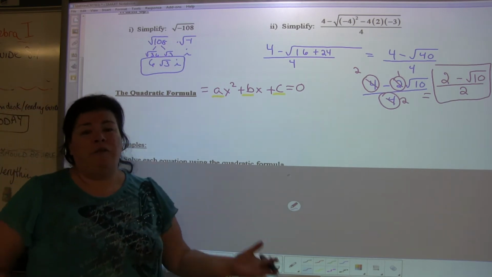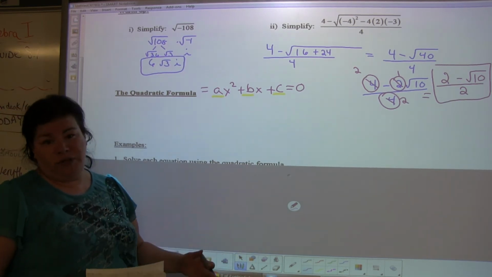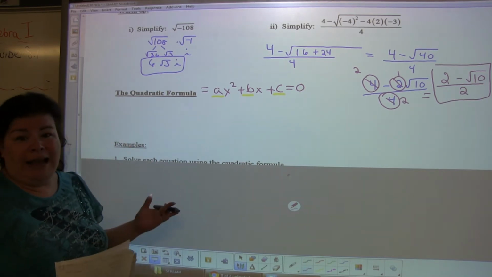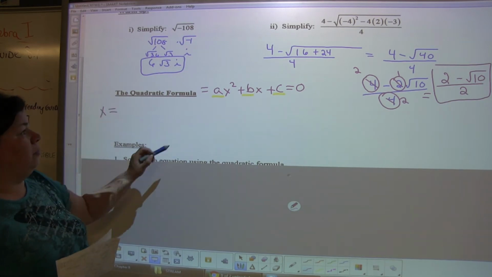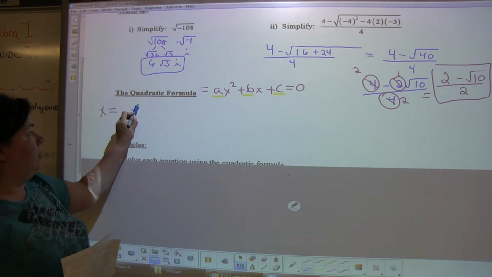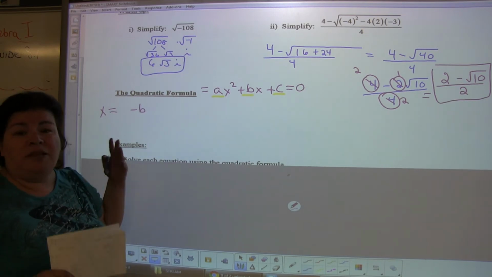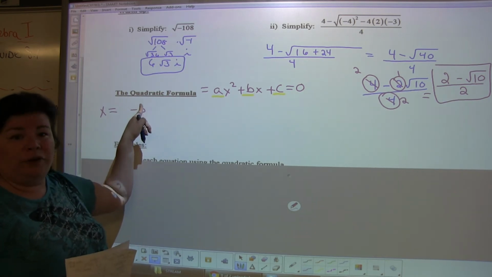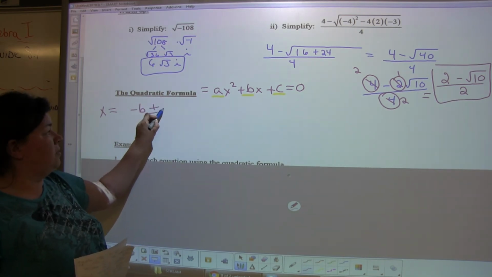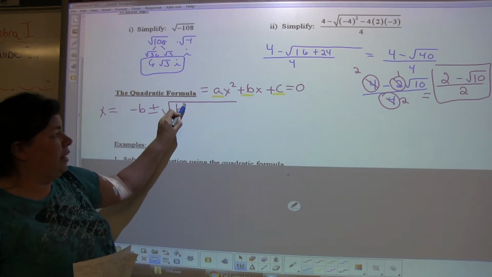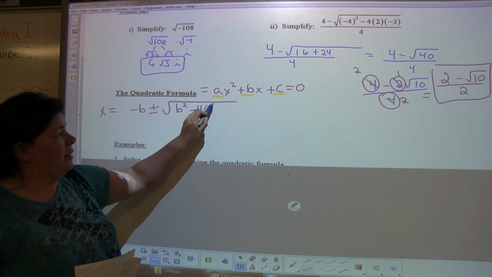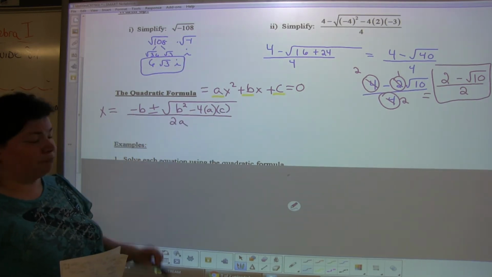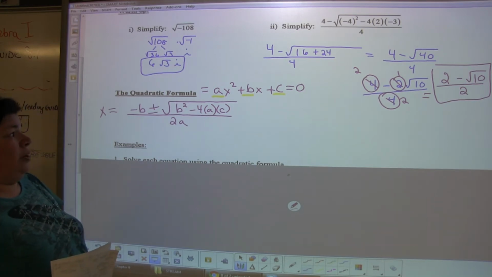Anytime you can't factor a quadratic equation, you can always use the quadratic formula to solve. So the quadratic formula says that to solve for x, x is equal to the opposite of b. Please don't think it's negative, because if b is already negative, I don't want you to think you don't do anything. So it's the opposite of whatever your b value is, plus and minus the square root of b squared minus 4 times a times c, all over 2 times a. And that's your quadratic formula.